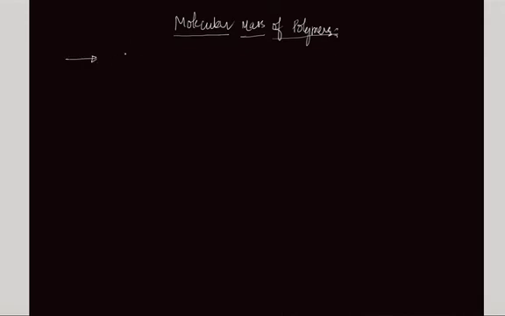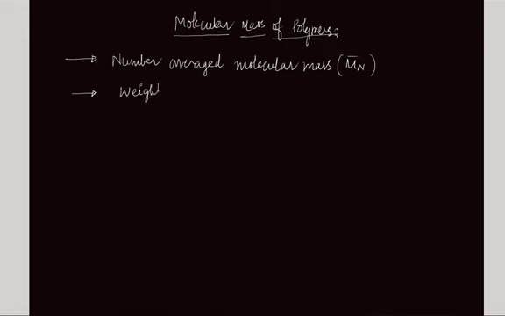One is the number averaged molecular mass, represented by M with subscript n, and the other way of calculating molecular mass is the weight averaged molecular mass, and we represent that with w in the subscript.